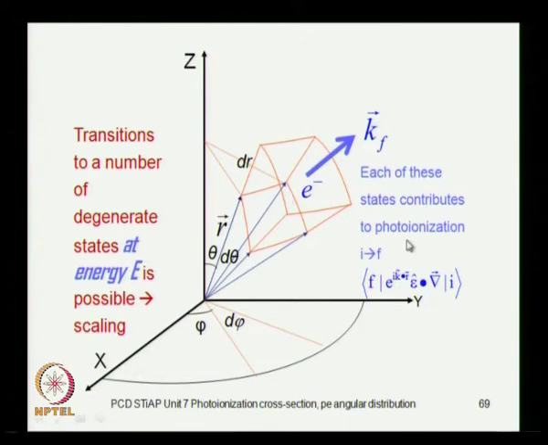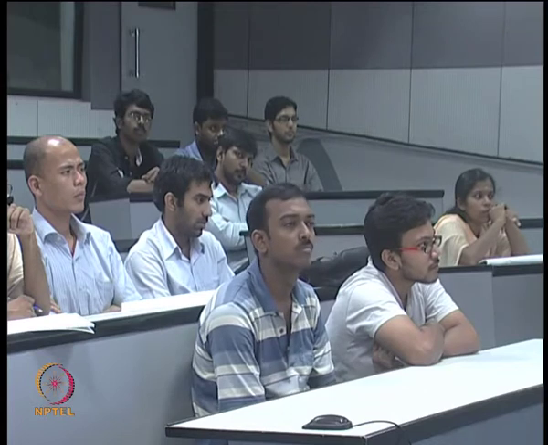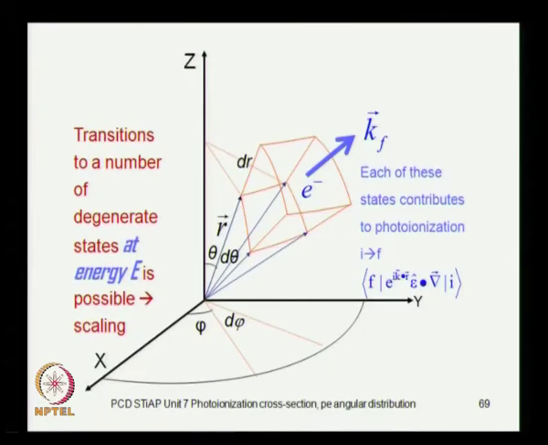There will be scaling. If there are additional states at the same energy where photoejection in the same direction can take place, then you will have to augment the expression for the differential cross section by the number of states which are available. So, we have to figure out a mechanism to estimate this number of additional states, so that we get the correct scaling factor.